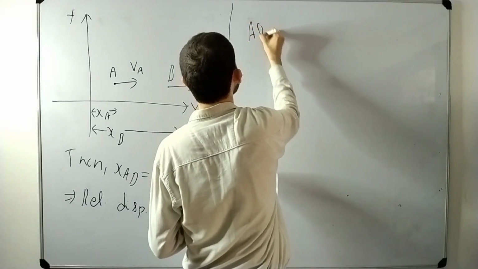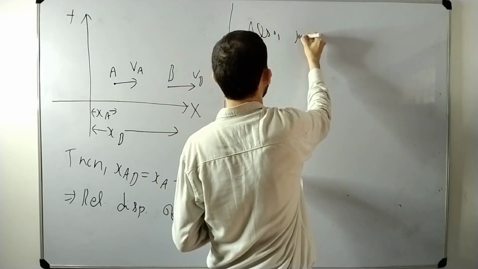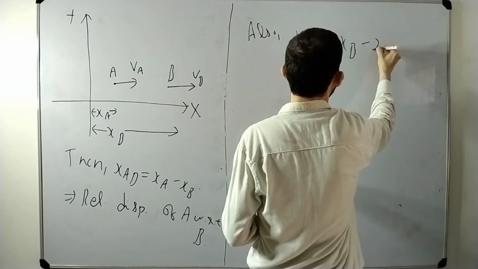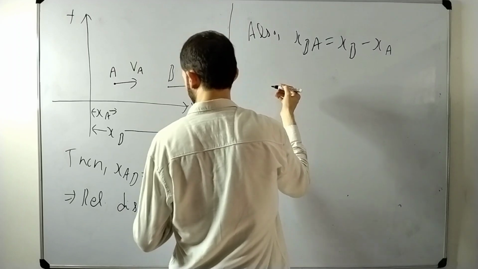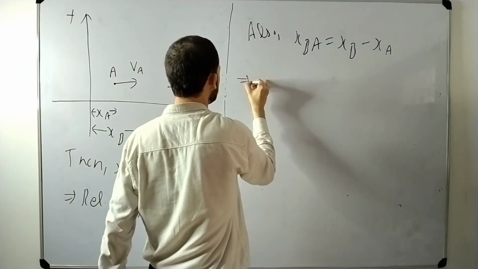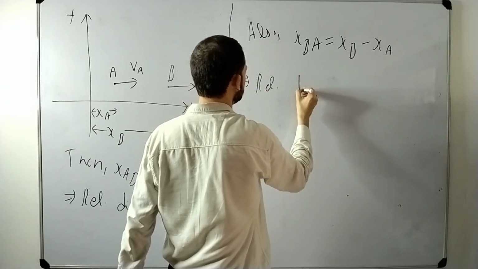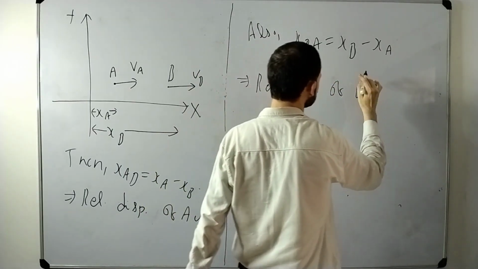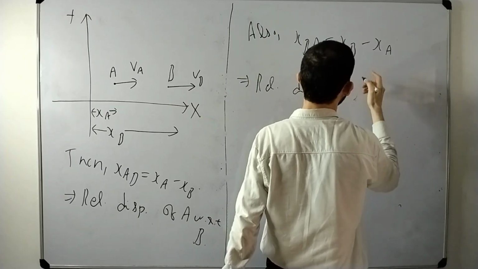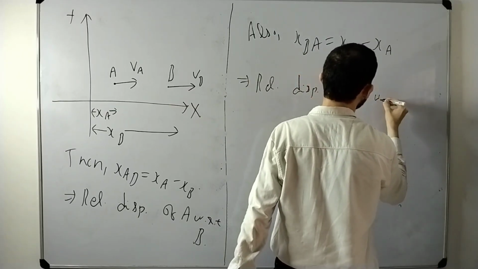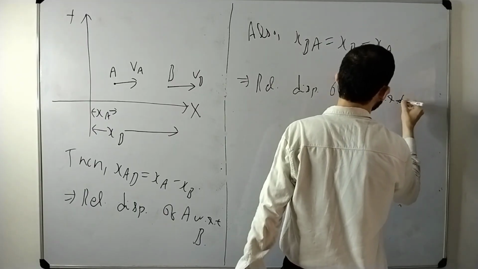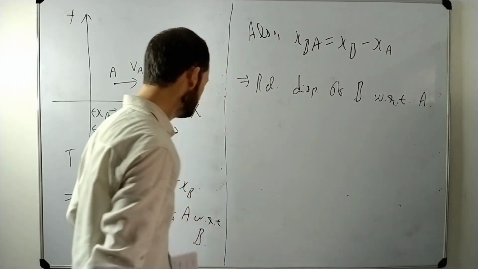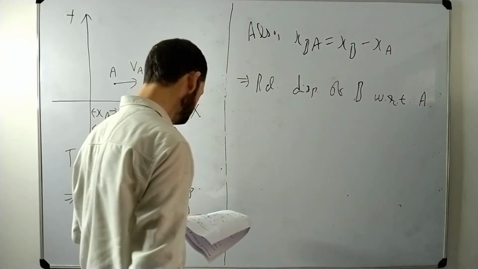Also, XB is what? XB minus XA. This implies relative displacement of B. So first write B, so B with respect to A. Right, students?